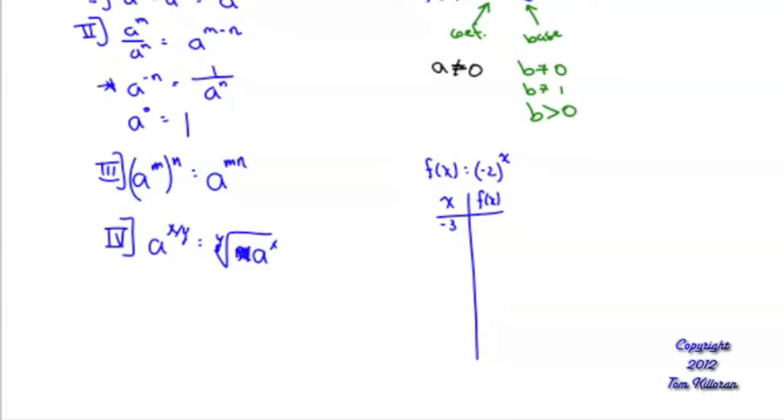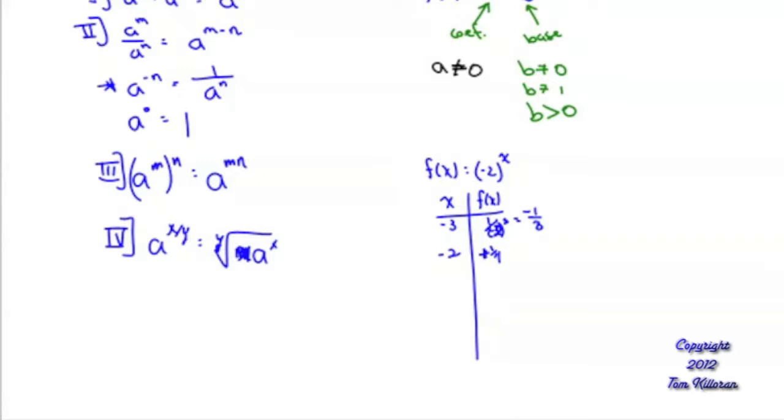Negative 2 raised to the third power is the same thing as 1 over 8, but it's going to be negative. Okay, how about negative 2? Is it negative 1/4? What raised to the second power? It's going to be positive, because it's raised to the second power. So this will be positive 1/4.